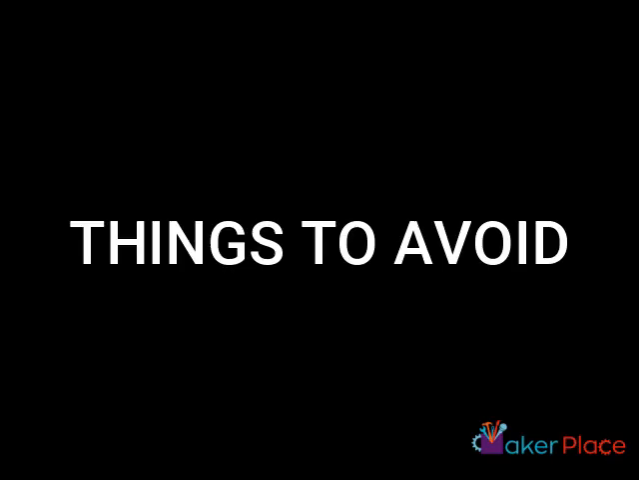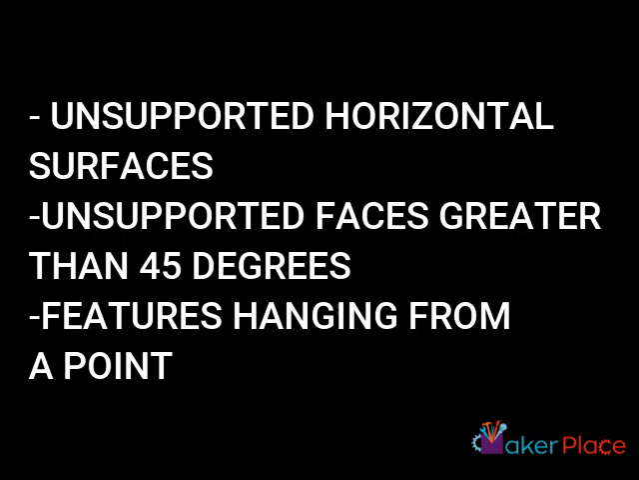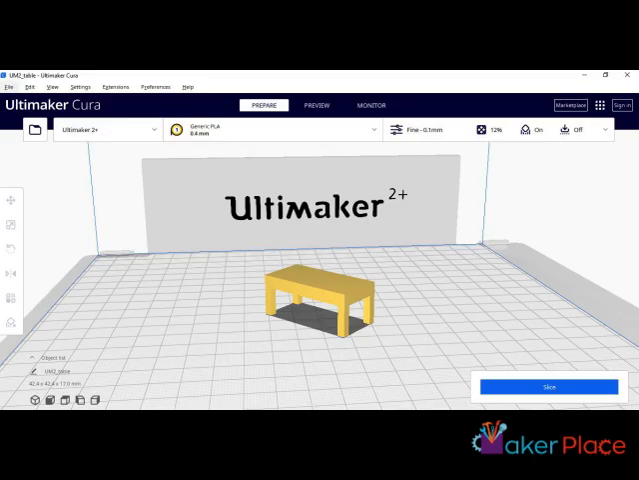There are some considerations and things to avoid when you're designing something for 3D printing. Avoid unsupported horizontal surfaces, unsupported faces at an angle greater than 45 degrees, or features that hang down from a point. A good example of this is a table. You wouldn't be able to print a table right side up because there would be nothing supporting the underside of the tabletop as it was printed. The table would sag and your project would be ruined.